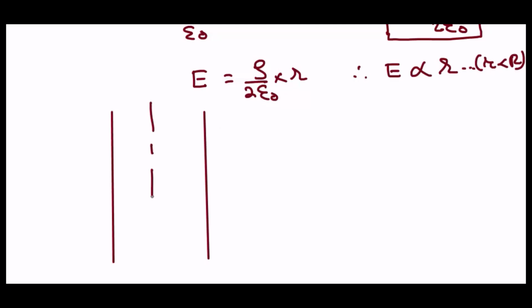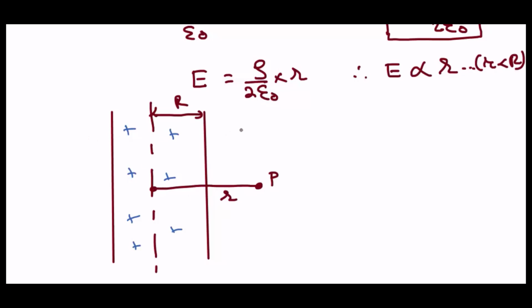This is the axis of the cylinder, the radius capital R of the cylinder. The charge is spread throughout this. So I'll show the positive charge inside the cylinder spread throughout. And now we are interested in finding out the electric field at a distance r. This is point P, where r is greater than R, this particular point.